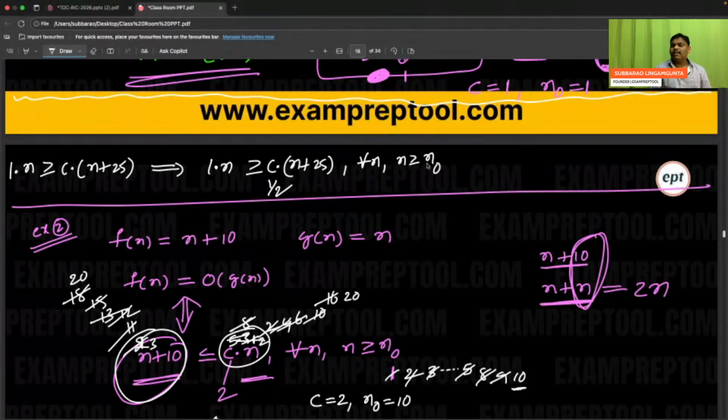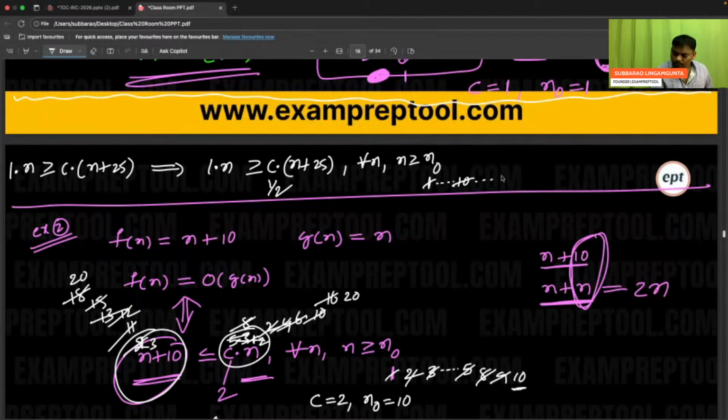Let me try. N0 is the starting value, so let me take n as 1. If I take 1, left is 1, right is 1 plus 25, which is 26 by 2, 13. Right is bigger, but I have to make left bigger. So 1 fails. Let's take 10. Left is 10, right is 10 plus 25, 35 by 2, 17 point something. So still right is bigger.